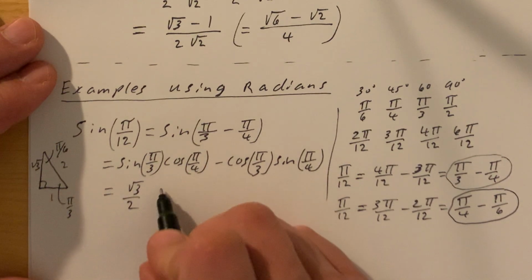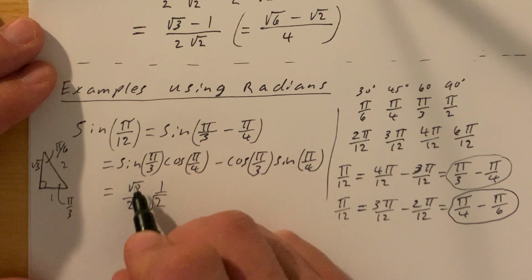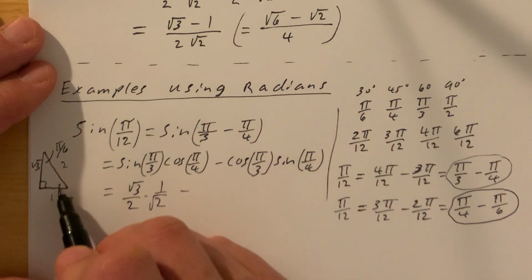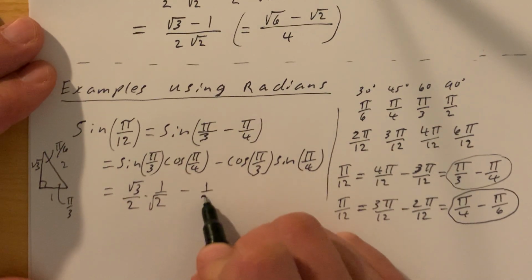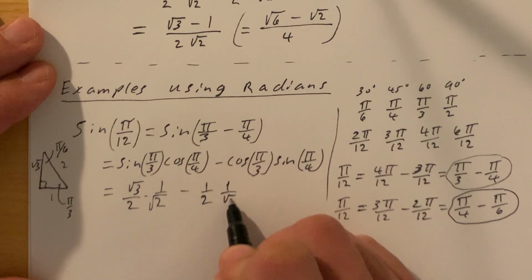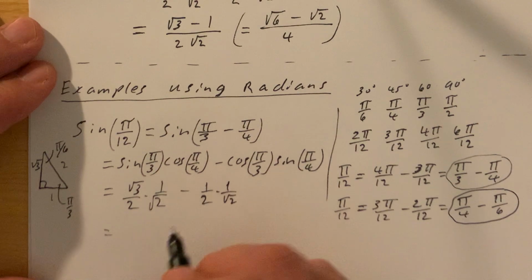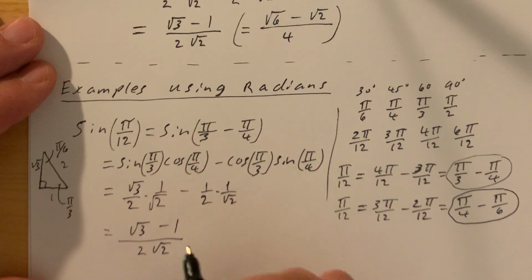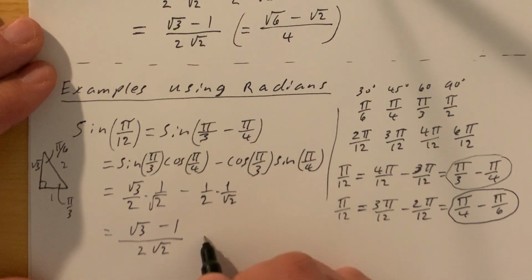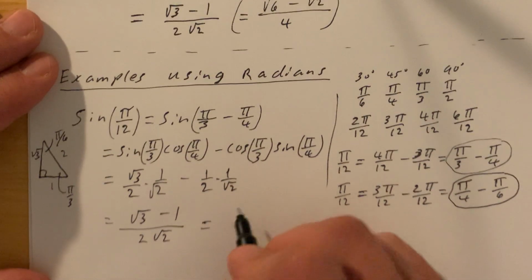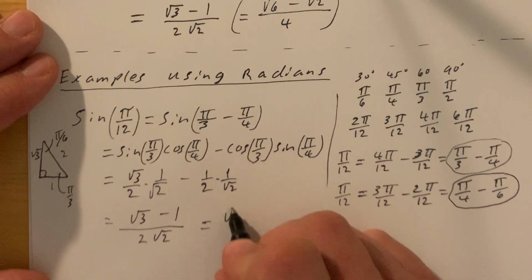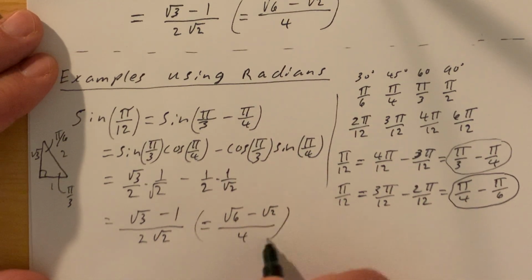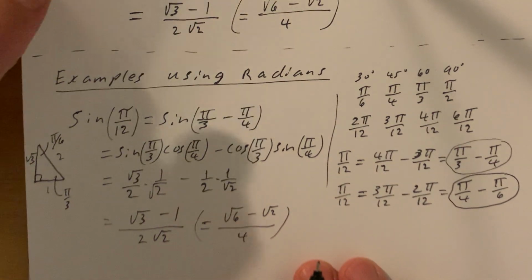Okay, and cos of pi over 4 is 1 over root 2. So root 3 over 2 here, so minus. And then we got cos of pi over 3. Cos is adjacent over hypotenuse, so it's going to be 1 over 2. And times 1 over root 2. And that's just going to be root 3 minus 1 over 2 root 2. Okay, if you multiply top and bottom by root 2, you're going to get root 6 minus root 2 over 4. Okay, so that's that example.